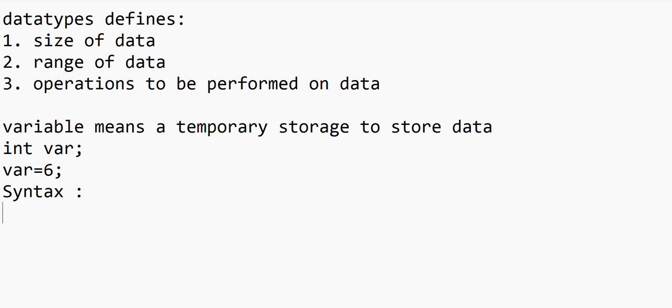The syntax of defining a variable is: data type, variable name, equal to, value. Right? So this is how we can define a variable.